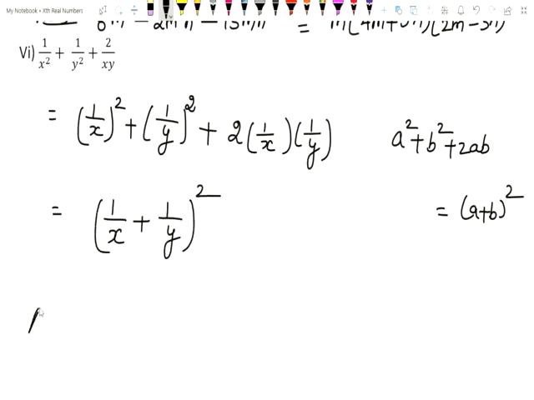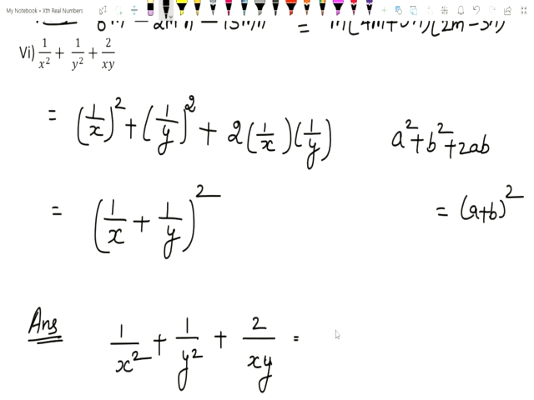Okay, children? What is the answer? 1 by x square plus 1 by y square plus 2 by xy equals 1 by x plus 1 by y the whole square.